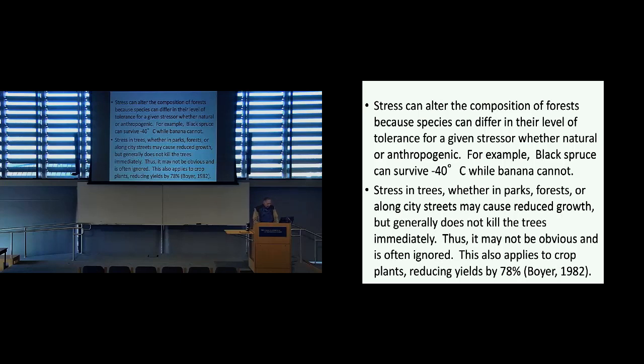now stress can alter the composition of forests because species differ in their level of tolerance for a given stressor. I don't think I picked a good example for the current climate, but black spruce can survive minus 40 degrees centigrade. Bananas have died below 4 degrees centigrade. So stress can have a big effect on the population of forests. But stress in trees, whether in parks or forests or city streets, can reduce growth. But generally, they don't kill the trees. So unless they kill the trees, people don't notice it. But Boyer was a very well-known soil scientist, probably dead now, but anyway, his study claimed that stress applied to crop plants reduced yields by 78%.